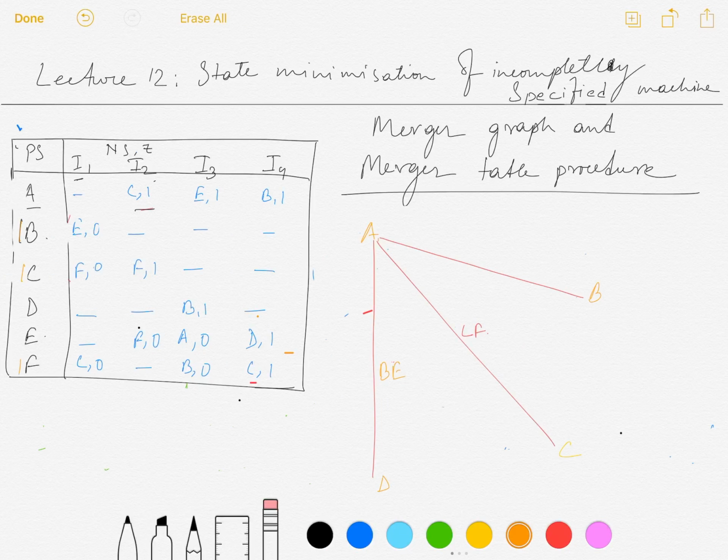Now, let us consider the implied pair EF, whether they are also compatible or not. For EF, all the outputs are same, I1, I2, I3 and I4. So, we can say that BC is compatible, and its implied pair is EF.